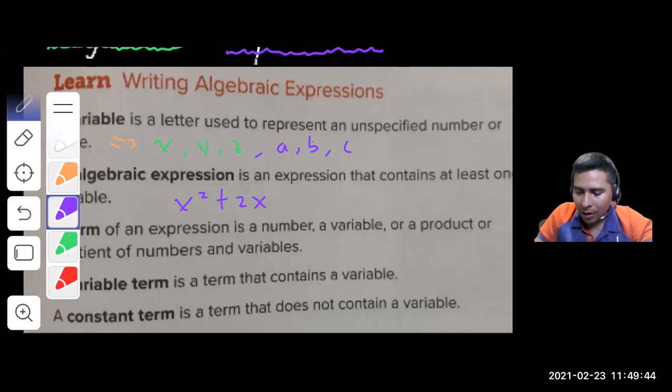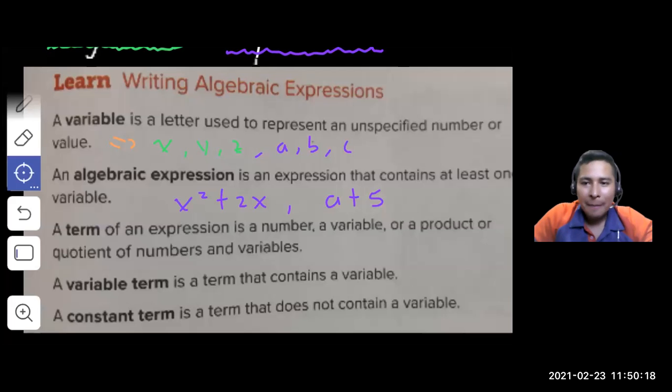No problem. Let's give another example. You can have something like a plus 5. Is this an algebraic expression, guys? The only condition is that you have to get at least one variable. Do I have at least one variable in this expression, guys? Yes. Correct. Okay, let's move on then.